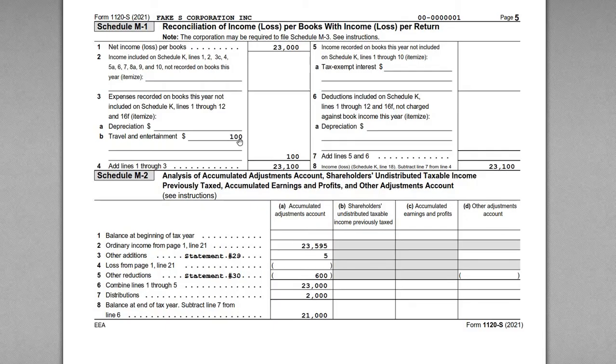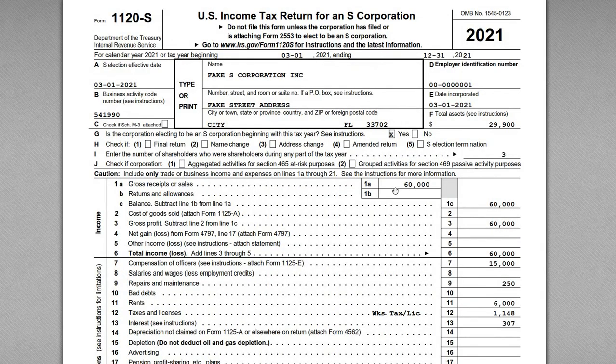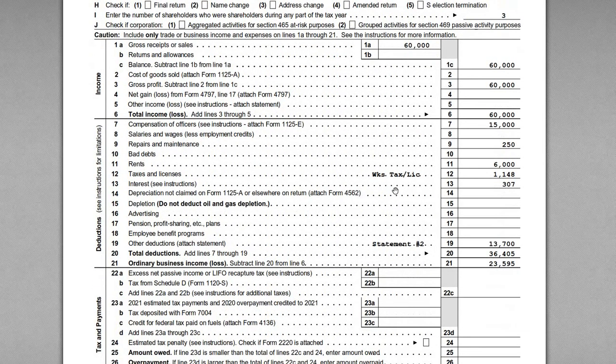And we'll note here that we have that permanent difference, the 1/2 meals expense, right? So $100 represents that 1/2 of the meals expense for book purposes that we're not allowed to deduct for federal tax purposes. Okay, so let's go back to page 1 of the 1120S and take a closer look at the ordinary business income or loss line item.